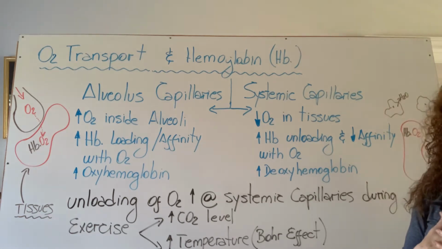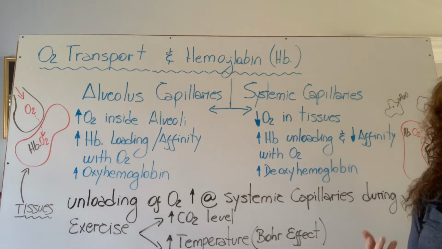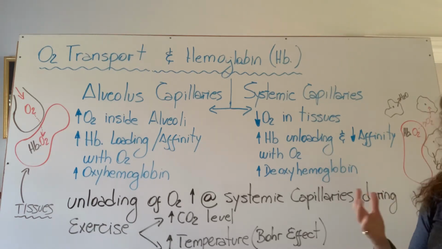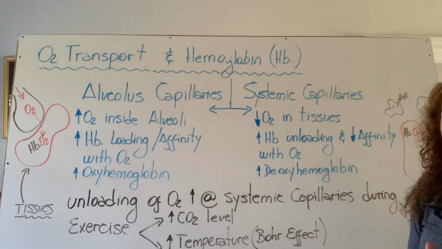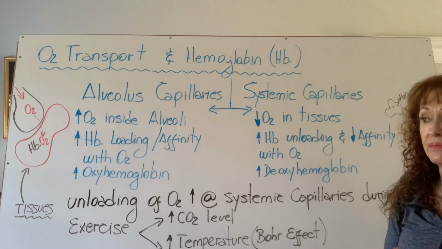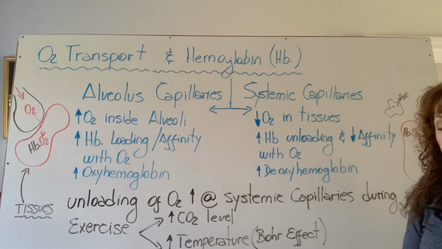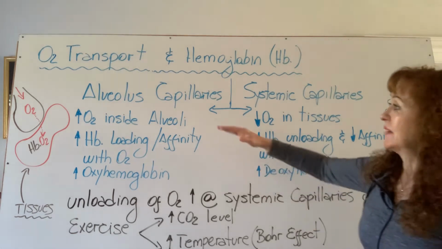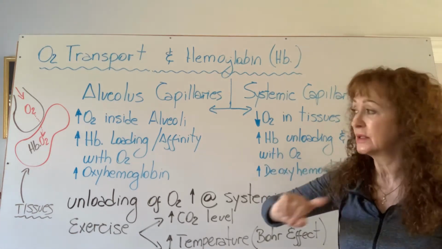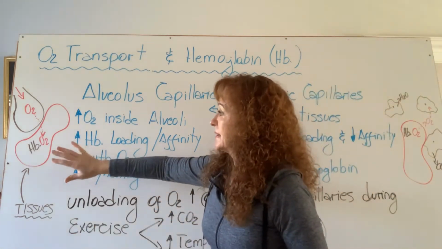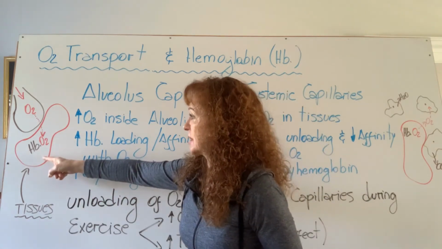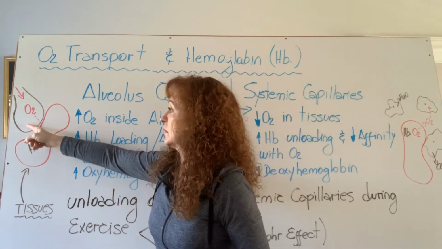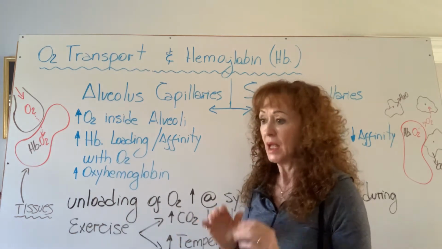Obviously, our body doesn't produce oxygen. We need to take in oxygen from the air. In the air at sea level, we have an average of 21% oxygen in the air that we breathe in. At the alveolus capillaries, and I took the time to make this graphic, this graphic represents the erythrocyte, and this little balloon represents the alveoli.